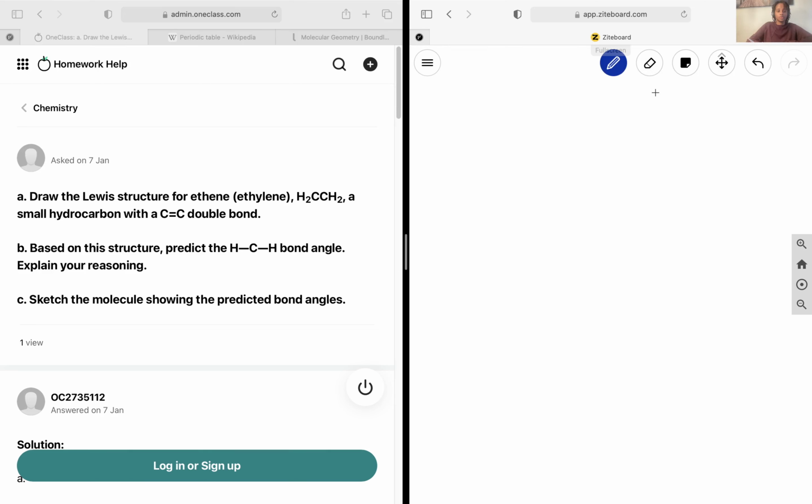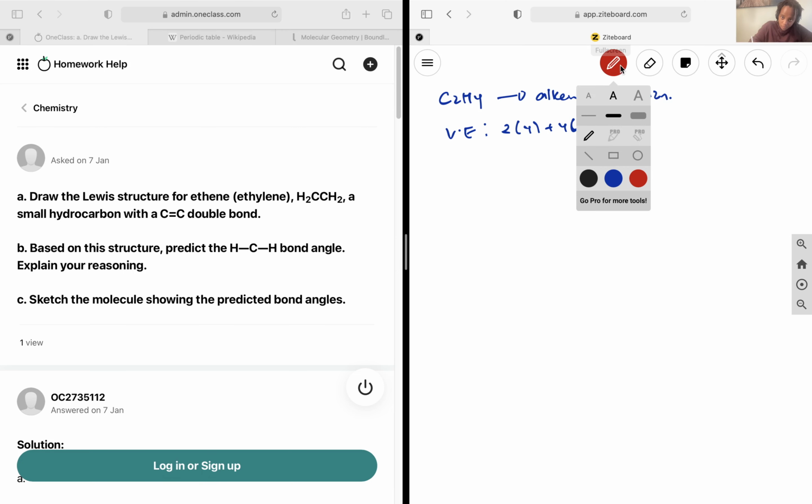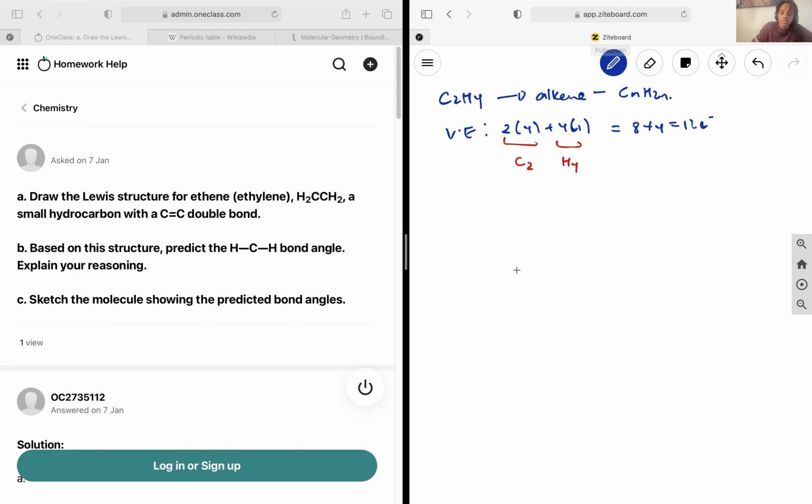Next up, we want the Lewis structure for ethene, C2H4. We can already tell from the name and from its general structure that it's going to be an alkene, which has the general formula CnH2n. And so we can count the valence electrons as we usually do. We're going to have 2 by 4 plus 4 by 1. Go ahead and label these. This is going to be carbon, and this is going to be our hydrogens. And this is going to give us 8 plus 4, so we have 12 electrons to play with.